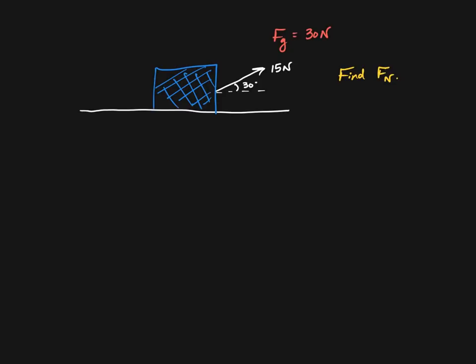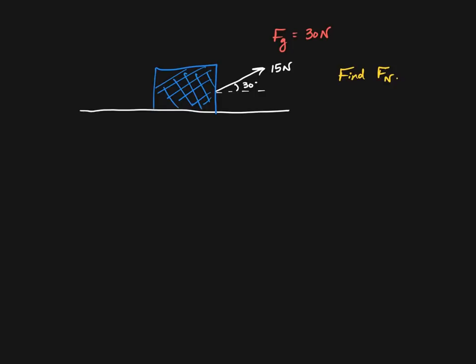Alright, so this next sample problem, it looks very similar to the previous problem. However, now we know a few more pieces of information. We know that the weight of our box, or the force due to gravity on that box, is 30 newtons. But now, instead of that box being pushed perfectly horizontally, we're now pulling it with like a string or something with a force of 15 newtons at some angle, and that angle is 30 degrees. So this situation gets a little bit more complicated now.